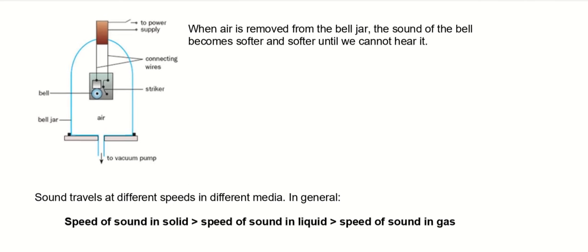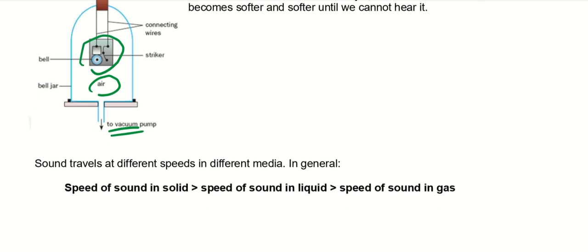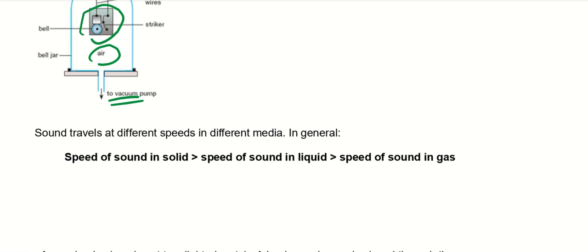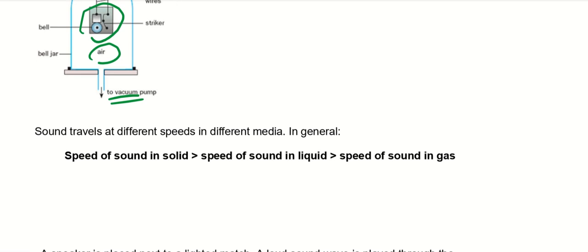I may show you a video in class. When the air is removed from the bell jar, the sound of the bell becomes softer and softer until we cannot hear it. In the video we can see that the striker is actually still striking the bell, so by right there should be some sound that we can hear. But as the air is being pumped out, it creates a vacuum, so there are no particles inside to help with the transmission of sound. For pure students, you may not have this in your notes, so you may want to add it in.